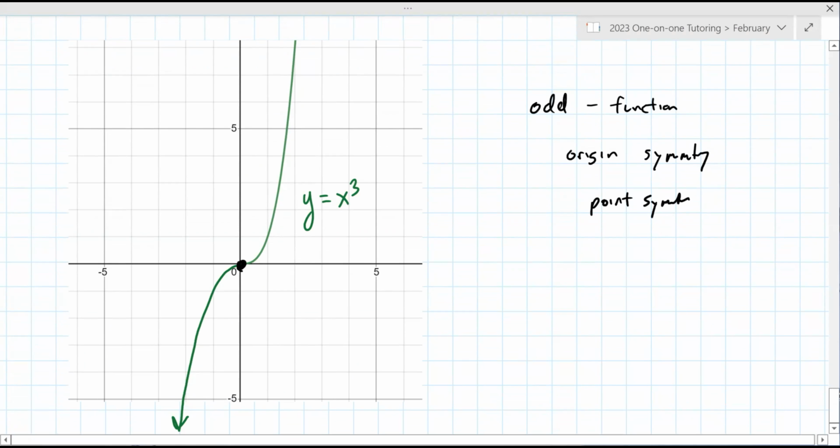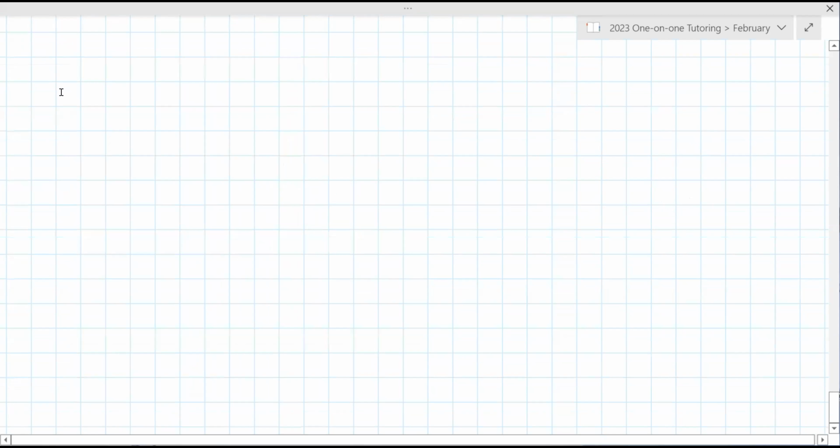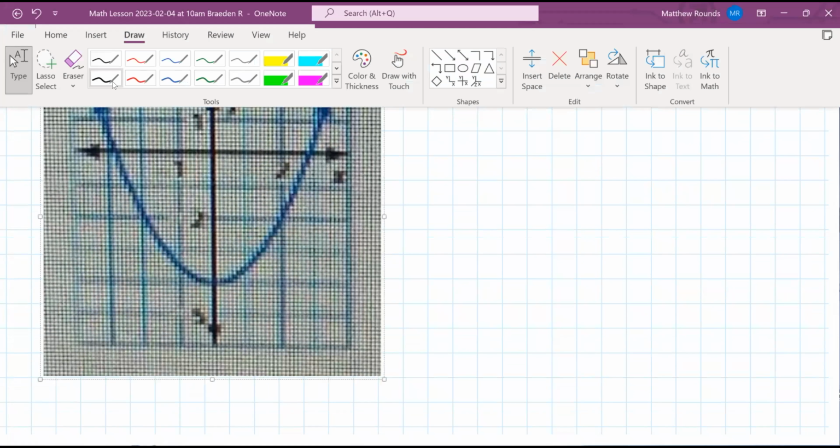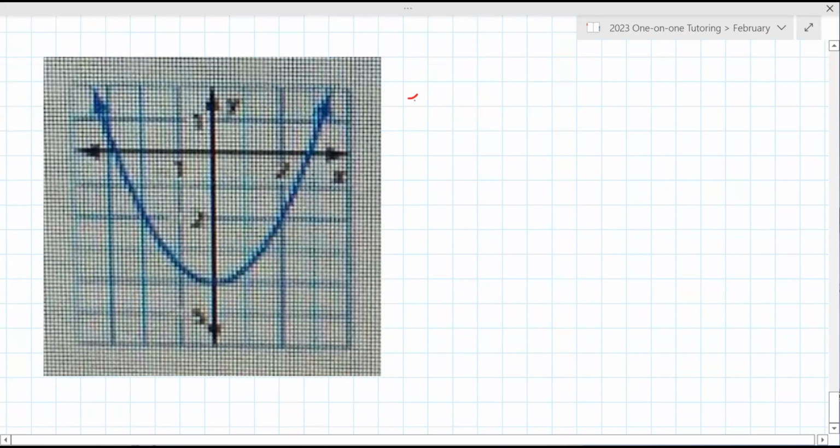Let me give you another even one to see, and then we'll talk about another odd one, and then we'll look at exceptions. So this one is even, yes. And it's good to draw that line just to confirm that. The following one is odd. It may not look like it at first glance, but it is odd. So let me snip that in.